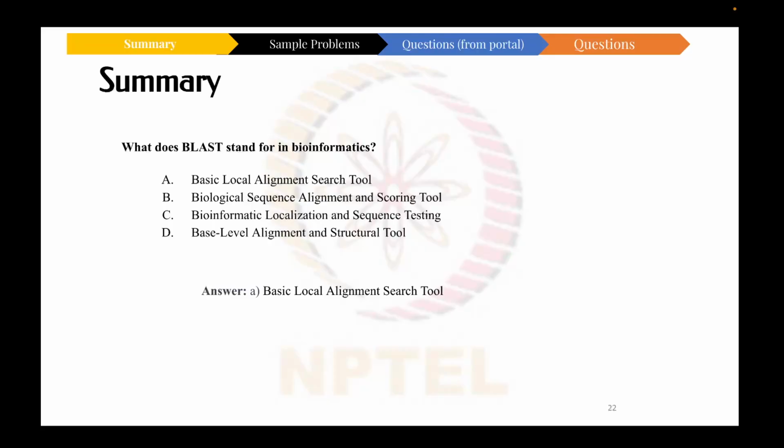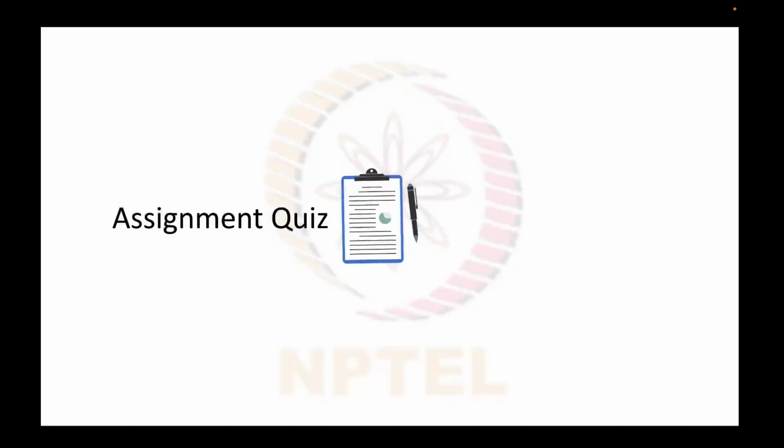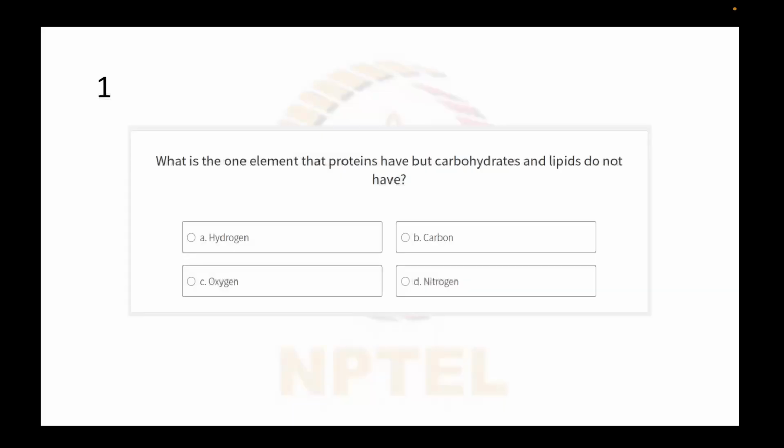Yeah. So BLAST stands for Basic Local Alignment Search Tool. So we'll start with the assignment question. What is the one element that proteins have but carbohydrates and lipids do not have?